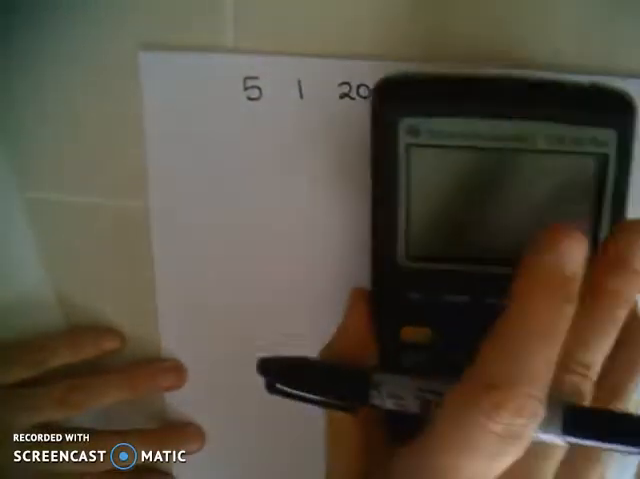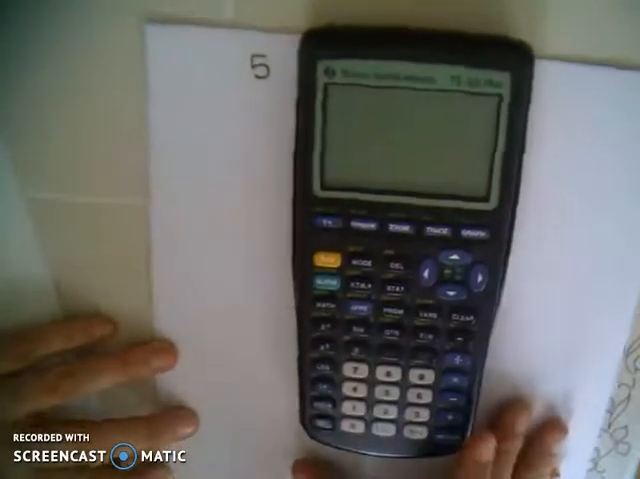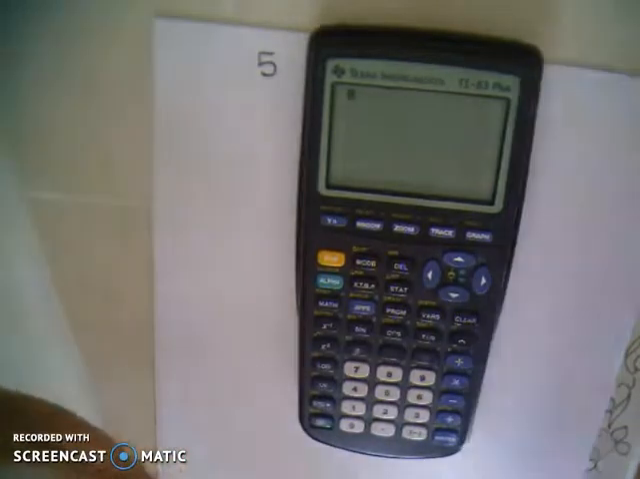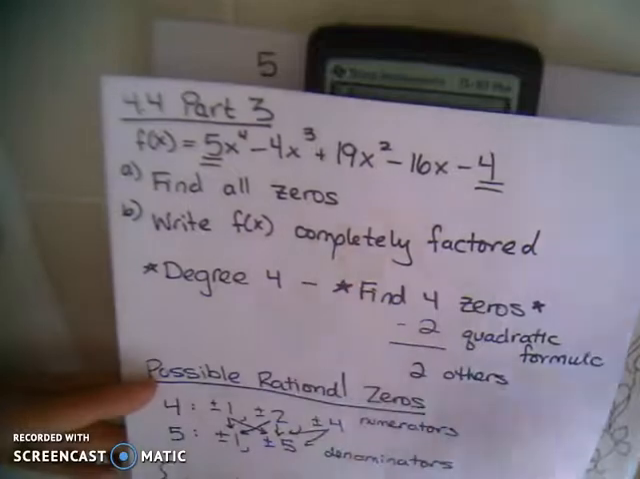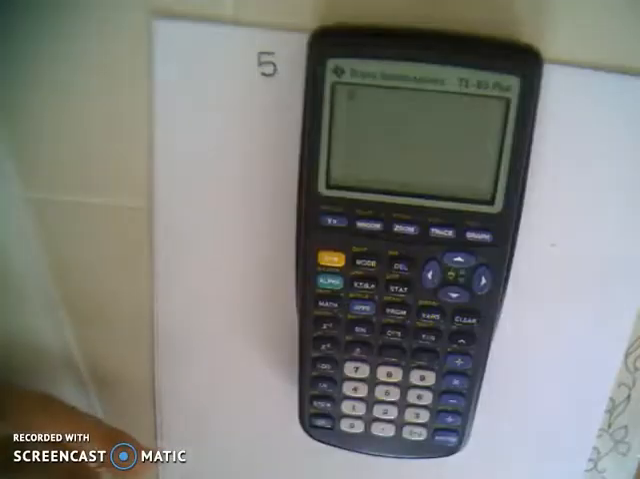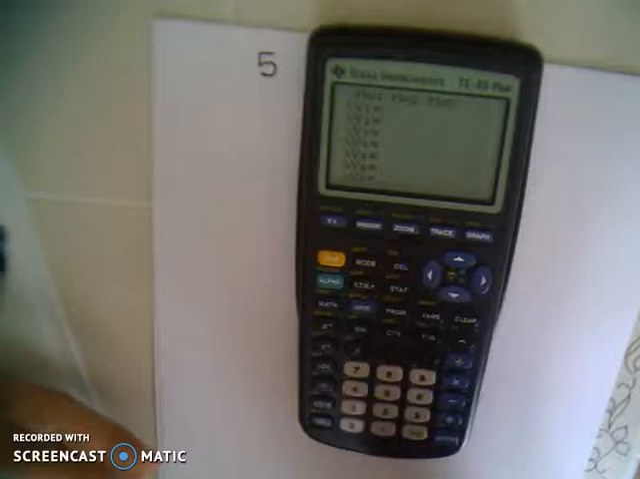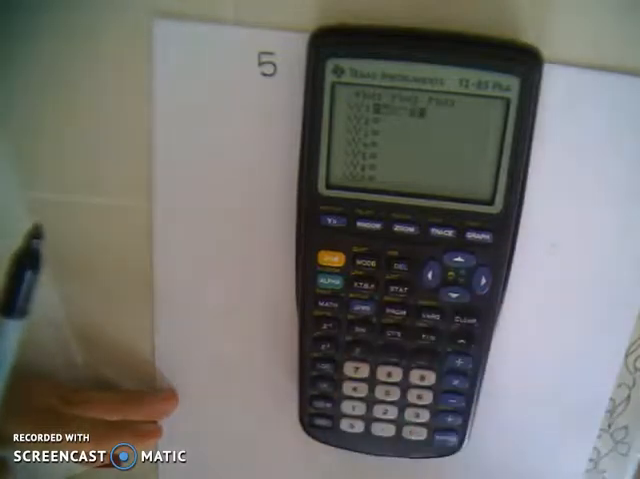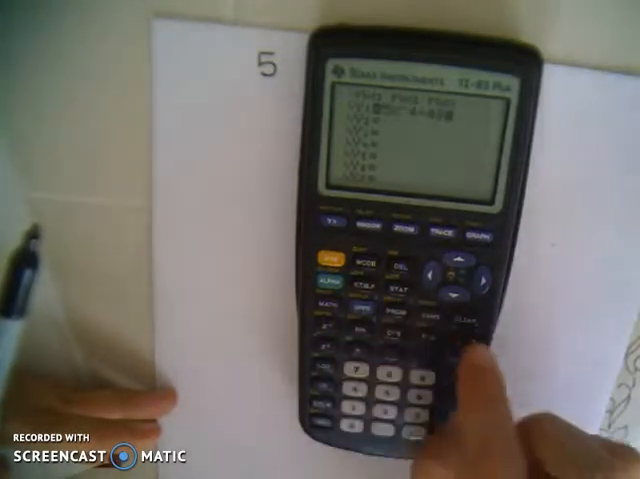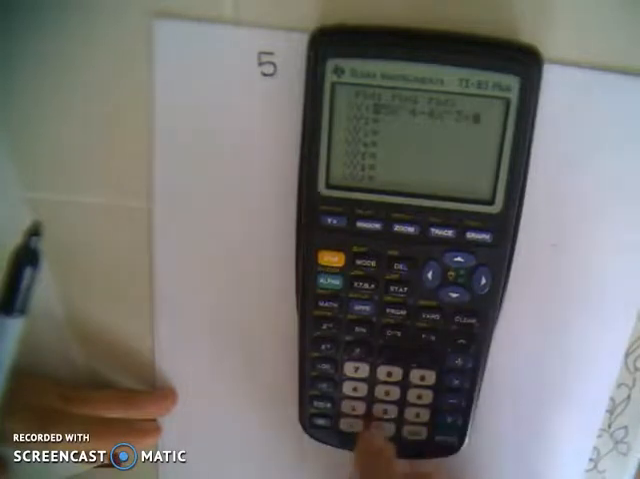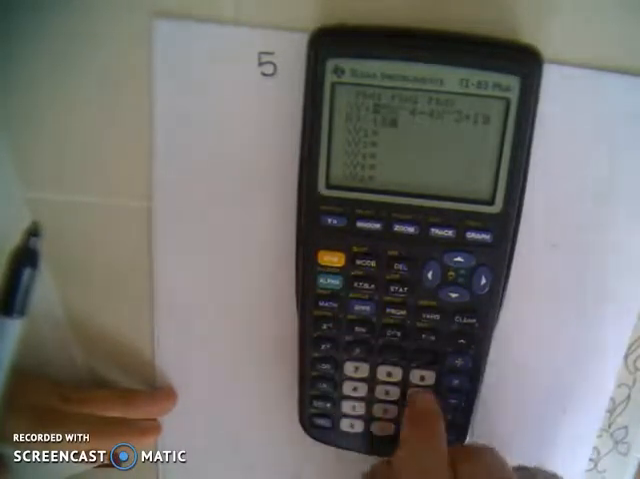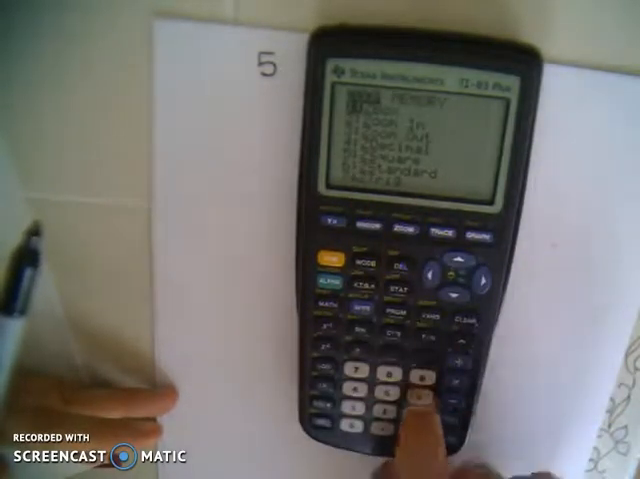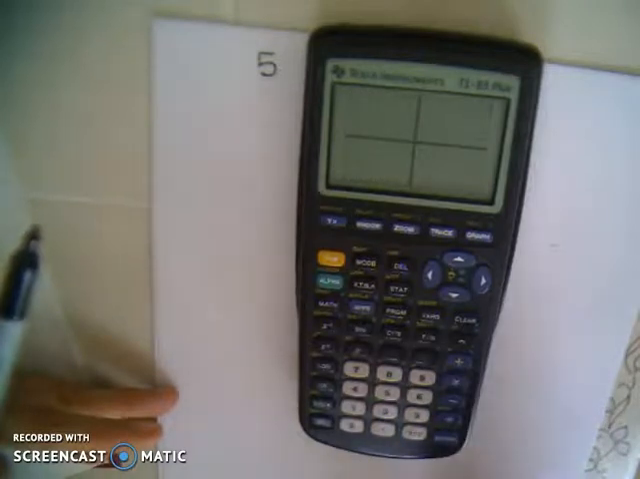The shortcut is to remember that zeros and x-intercepts are the same thing. So you could type this polynomial into your calculator, and I'm going to type the original one, 5x to the 4th minus 4x cubed plus 19x squared minus 16x minus 4, and see where I have x-intercepts, because the x-intercepts and the zeros are always going to match up. And I'm going to do zoom option 6, which is the standard window. That's always what I use to graph to start with.